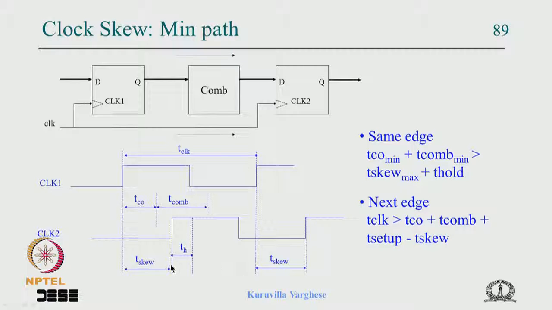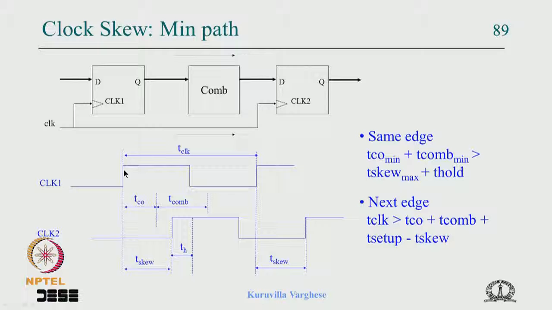But the real danger, as I said, is that since the clock is getting skewed, if the data path is fast, then it can violate the hold time, because the clock is moving ahead, and if the TCO and TCOMB are minimum, then it can violate the hold time. That is what is shown here: TCO min plus TCOMB min should be greater than the T skew max and T hold. If it is not so, it can violate.